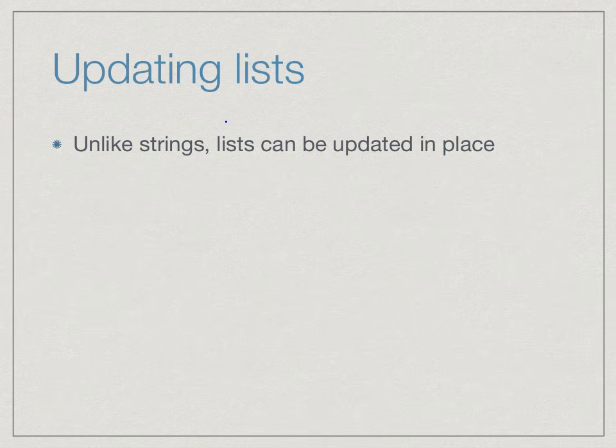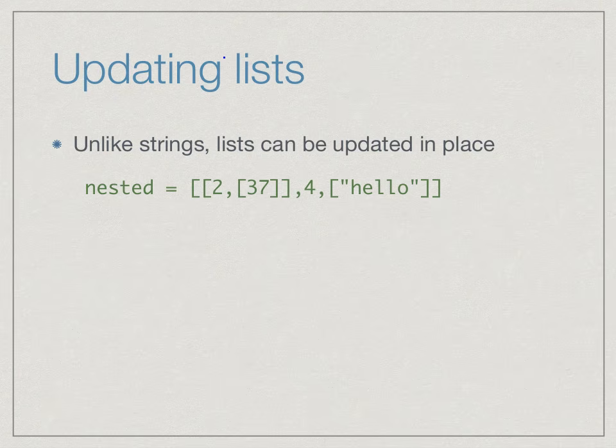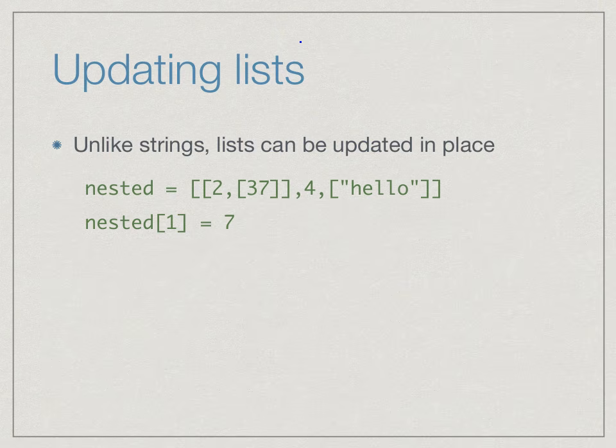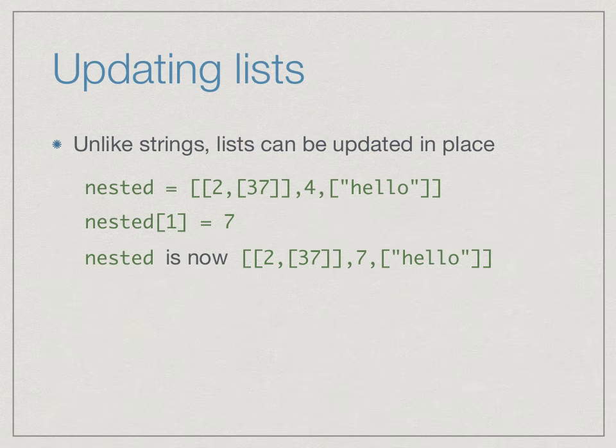So one fundamental difference between lists and strings, or indeed any of the values we have seen before, is that a list can be updated in place. So if we have a list nested as we had before, and we say nested of 1 is 7, remember when we try to change a position in a string, we got an error. So we can't change the second L in hello to P just by saying that we want position 3 to be replaced by P. But for a list, this is allowed. So if we want the 4 to be replaced by 7, we can just say nested 1 equal to 7. And this will give us the list 2, 37, 7, and then hello.